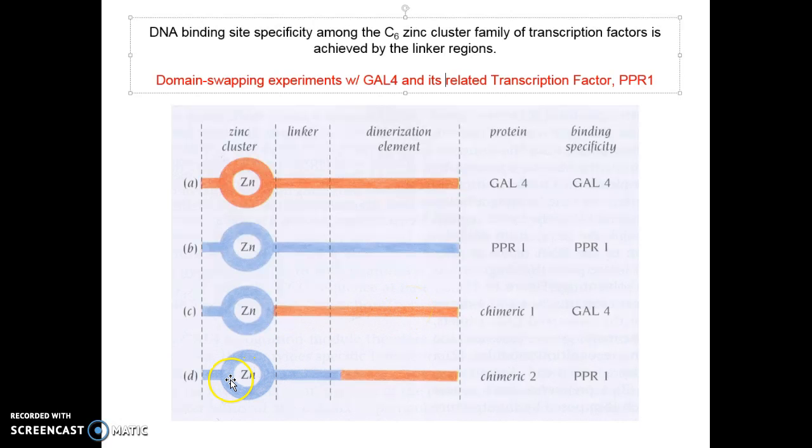In D, you can see zinc and linker from the PBR1 joined to dimerization element of GAL4. This chimeric protein binds to the PBR1. Together, link region actually determines the specific binding to the DNA.